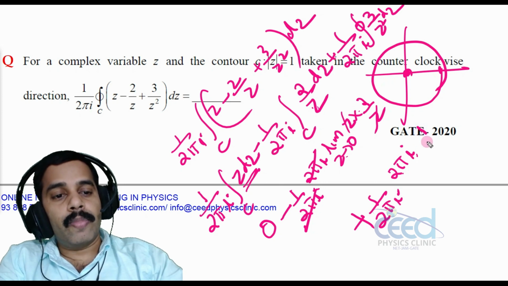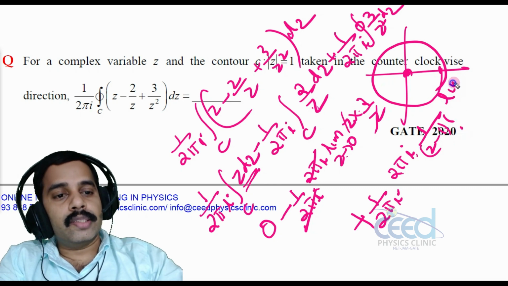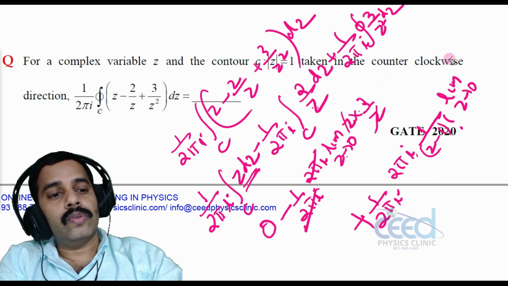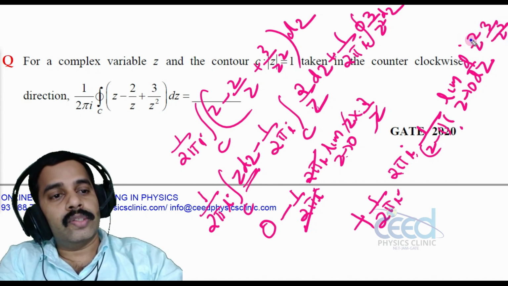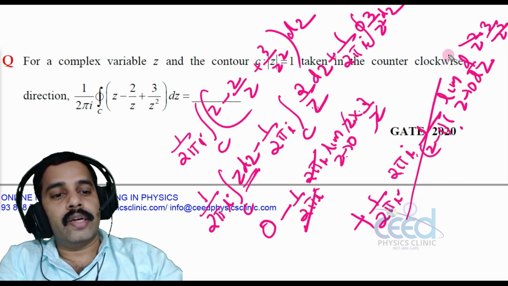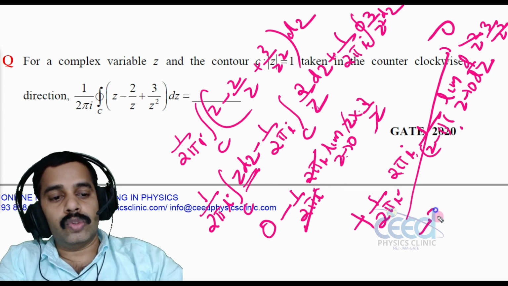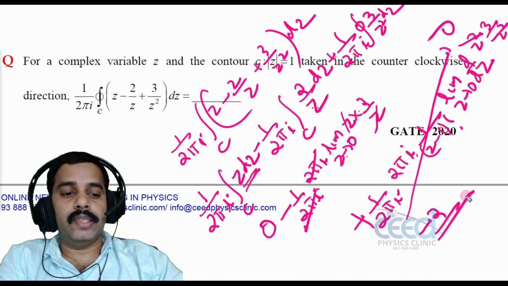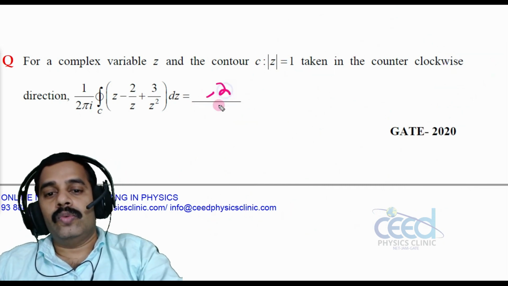So 1 by (n minus 1) factorial, that is (2 minus 1) factorial, into the limit as z tends to 0 of d by dz of z square into 3 by z square. The z square cancels, so the differential of a constant is 0. So this entire term is 0. The only result remaining is minus 2. So the answer is minus 2. All right, so the option is minus 2.